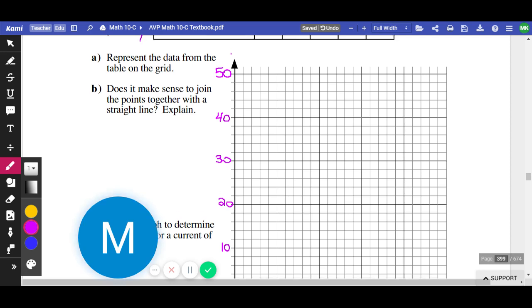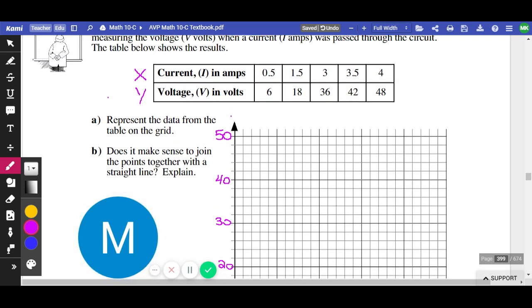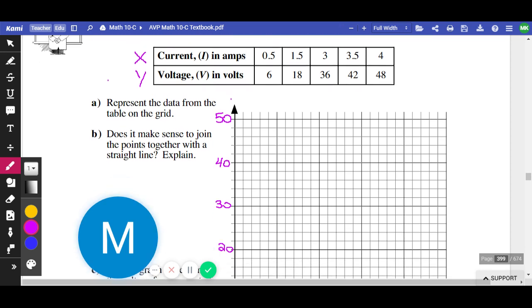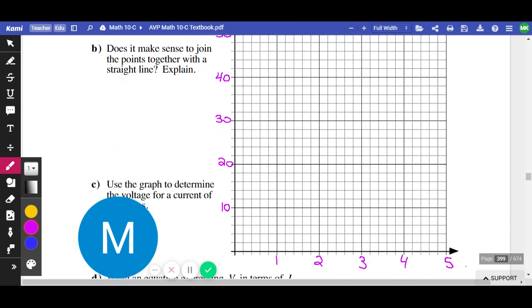Fantastic. All right, we're going to try to plot these things. All right, so the first point is at 0.5, 6. So if you're looking, 0.5 would be halfway between 0 and 1, so okay here, and then up to 6, 2, 4, 6 right there. That would be my first point. I'm going to do it in blue.